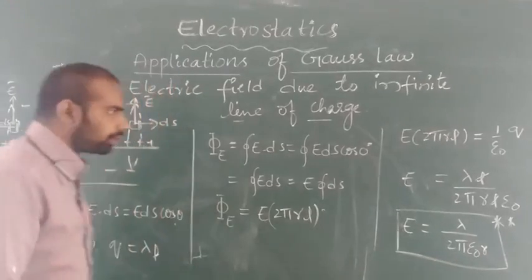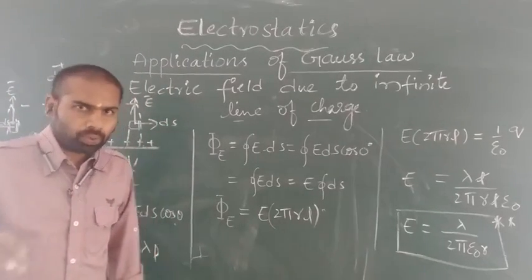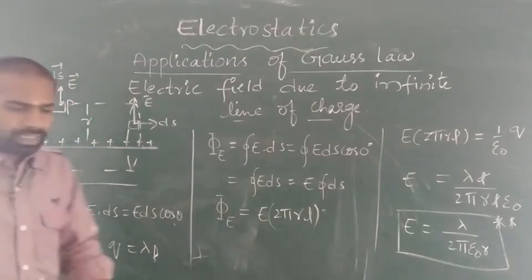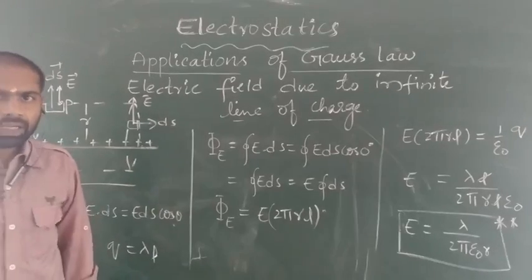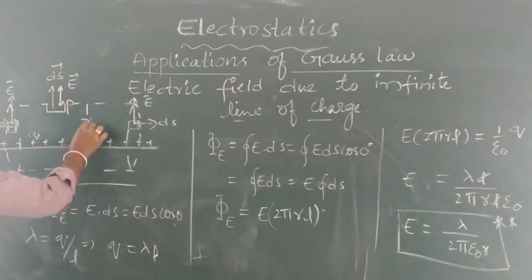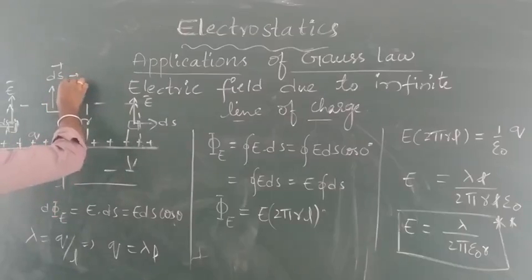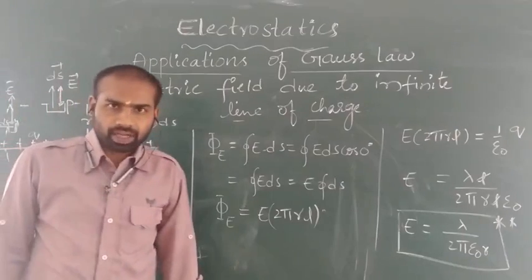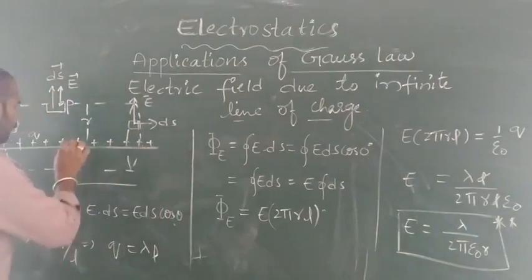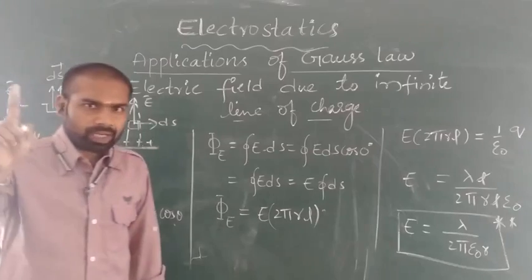For that purpose, we took an infinite line. On that we distributed a positive charge Q. Due to this charge, we are going to find the electric field at a point P outside the line of charge. This is the line of charge distribution. Point P is at a distance R from the line of charge, and at point P we are going to find the electric field intensity by using Gauss law.